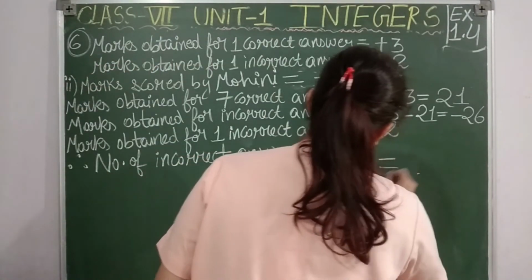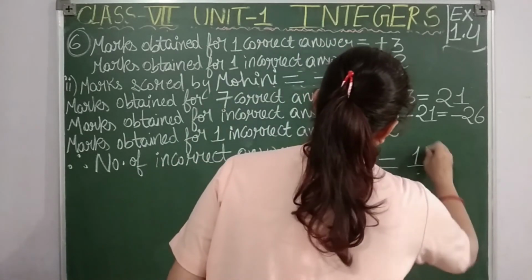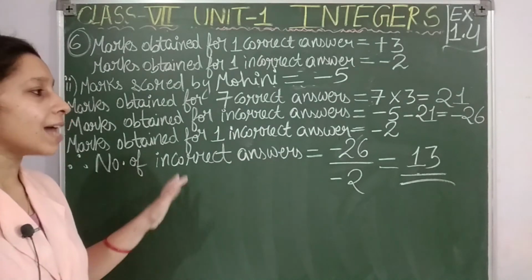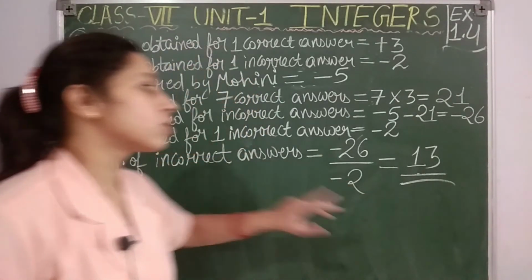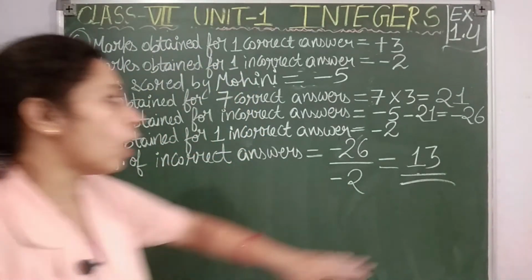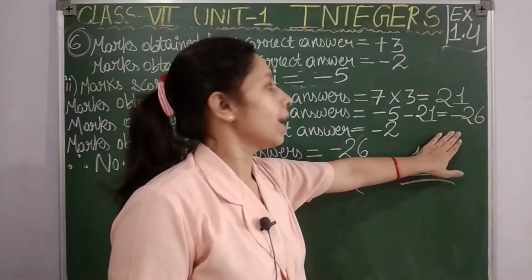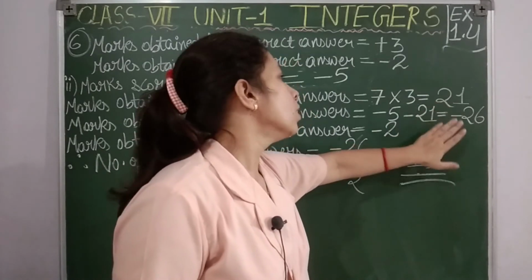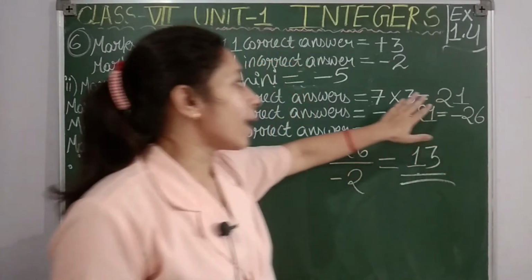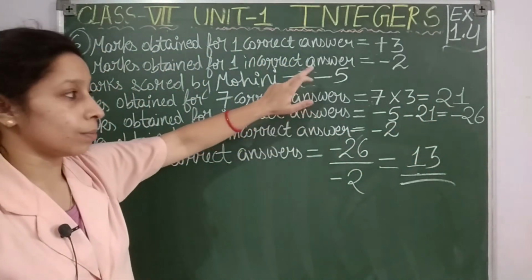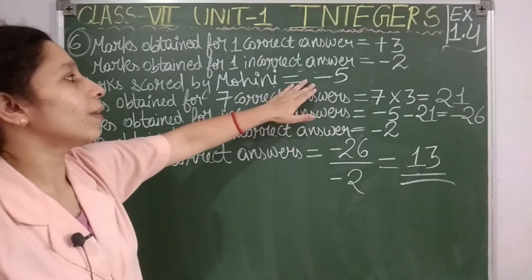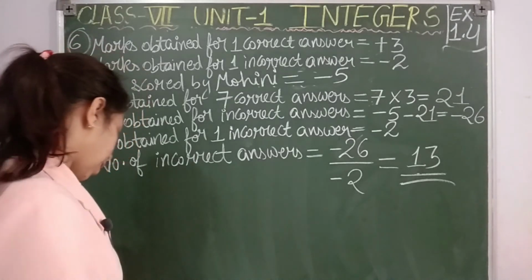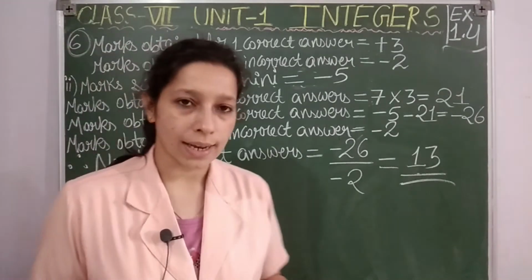So therefore the number of incorrect answers Mohini attempted is total negative marking divided by negative marking of one question. How much, students? 2 ones are 2, 2 13s are 26. Minus minus cancelled. So finally Mohini has attempted 13 answers incorrectly, for which she got -26, and for 7 correct answers she got 21. So -26 plus 21, how much, students? We will get -5. Clear, students, how to solve this question? Okay, so this was question 6, first and second part.